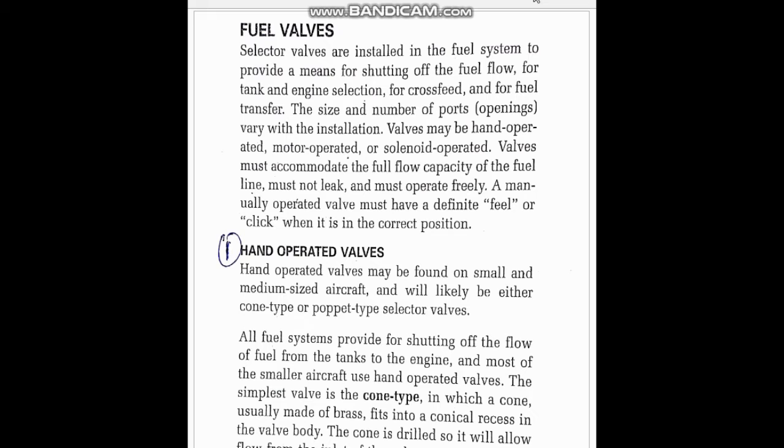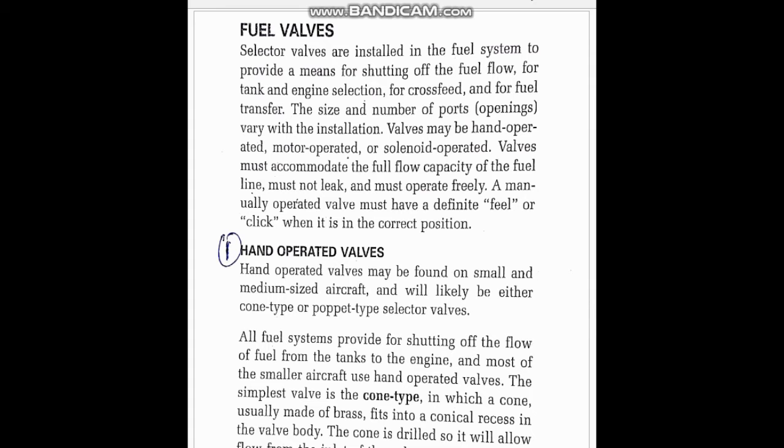The selector valves are installed in the fuel system to provide a means of shutting off the fuel flow for tank and engine selection, for crossfeed, and for fuel transfer. The size and number of port openings vary with the installation. How does that come about? If you go back to the gravity feed system, you find our selector valve has 3 positions.